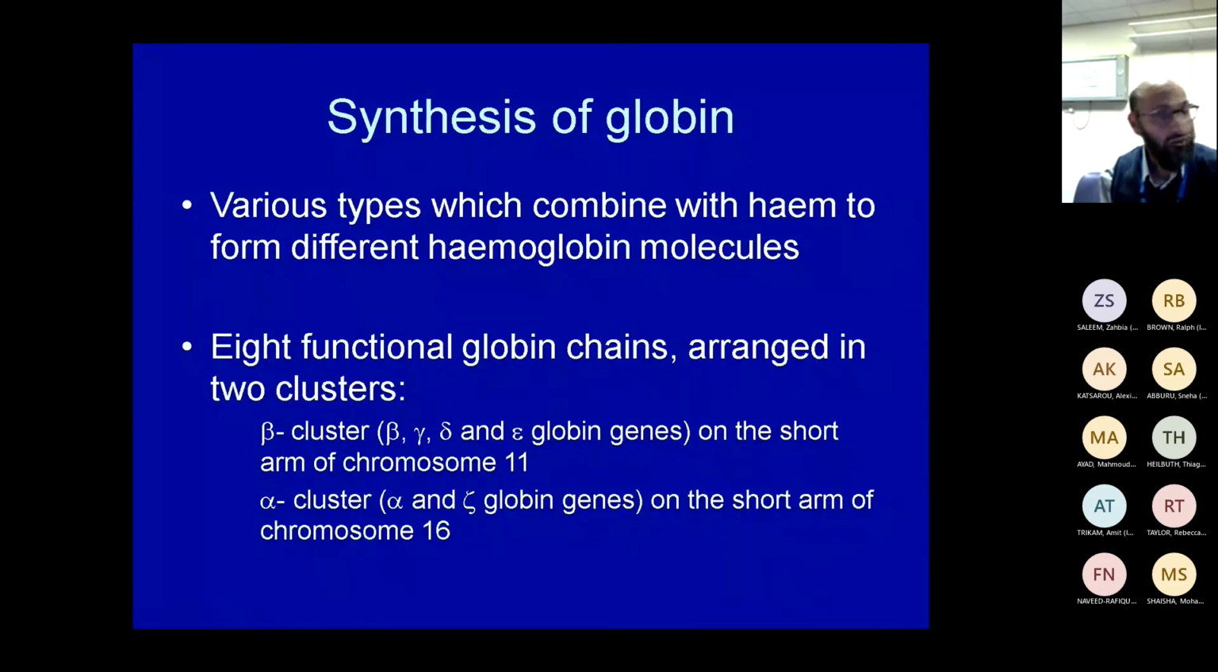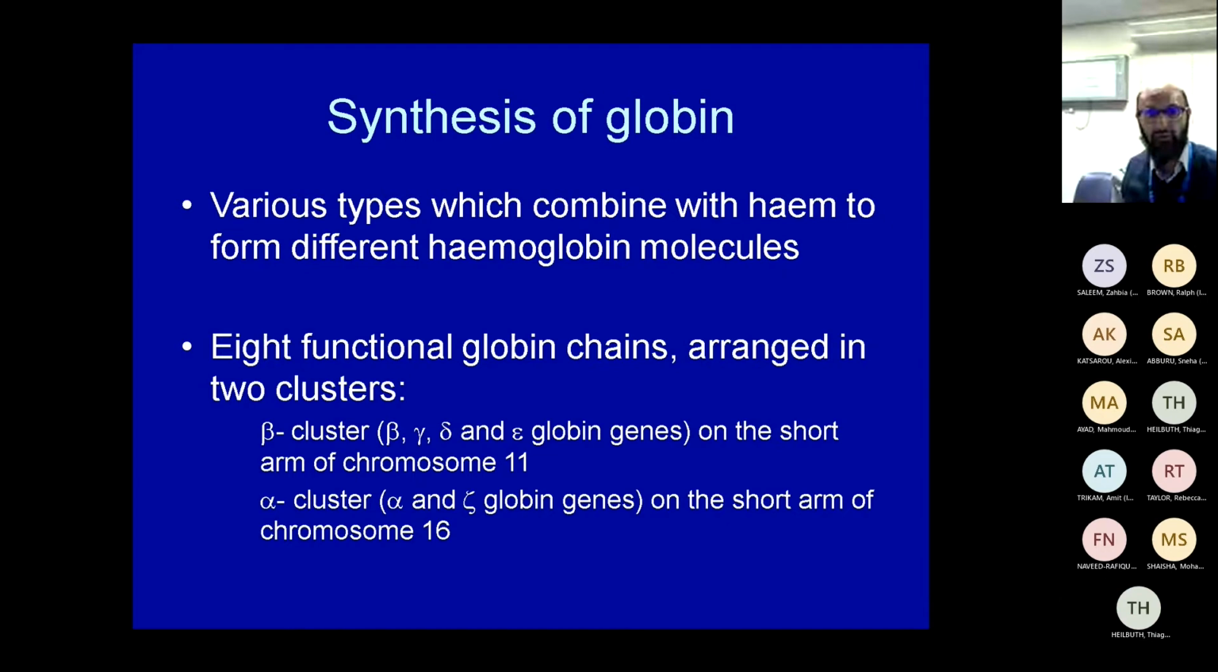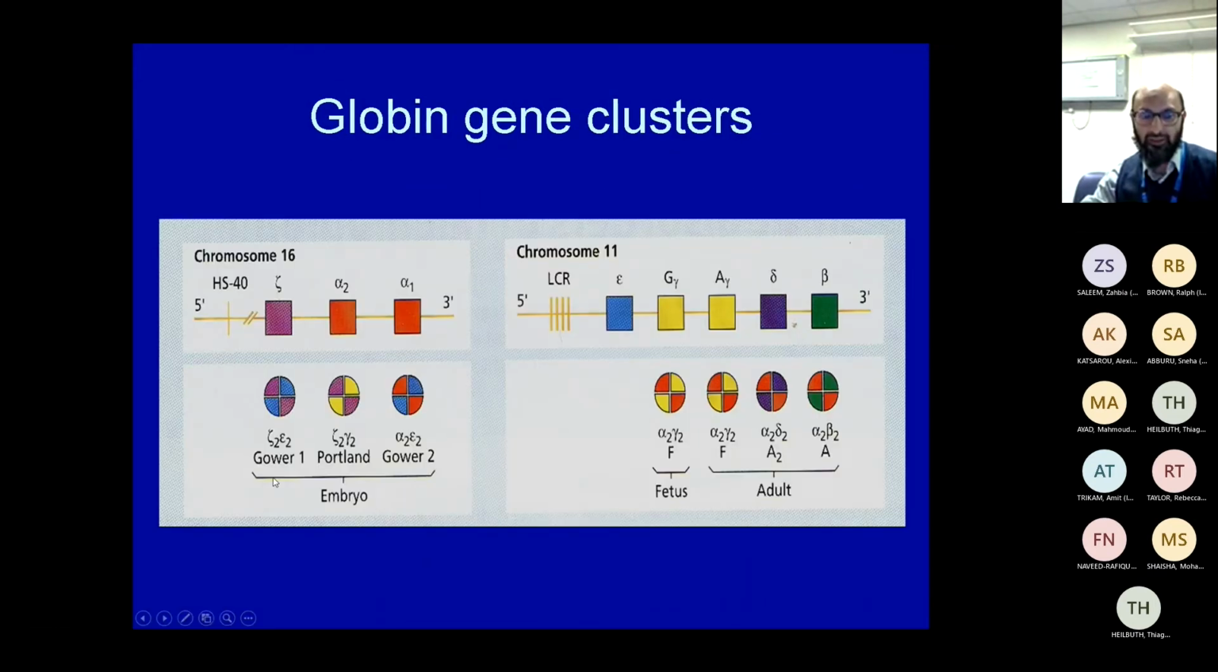So, synthesis of globin. There are various types of globin chains, which we're going to talk about as we go along, which combine, as I mentioned earlier, with the heme to form the different hemoglobin molecules. The globin chains are arranged in 2 clusters: the beta cluster, which is located on the short arm of chromosome 11, and the alpha cluster, which is located on the short arm of chromosome 16. And here you can see that in a diagrammatic representation.